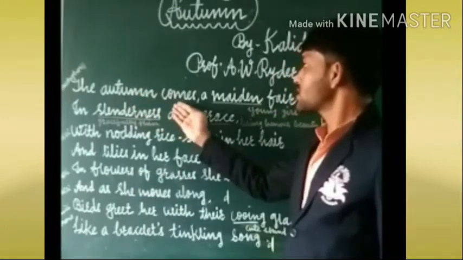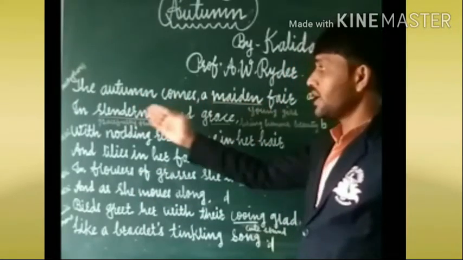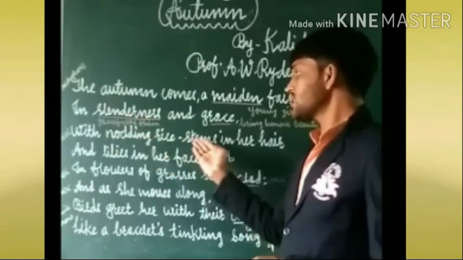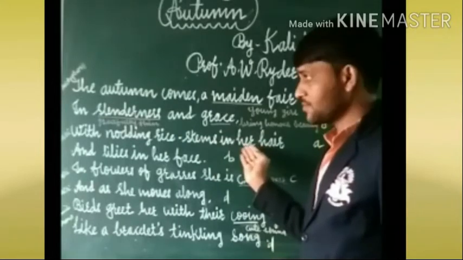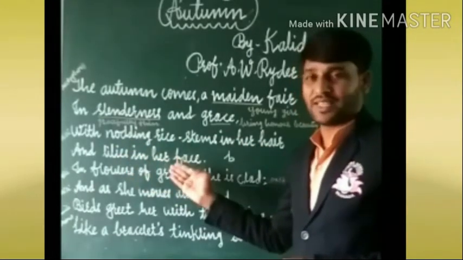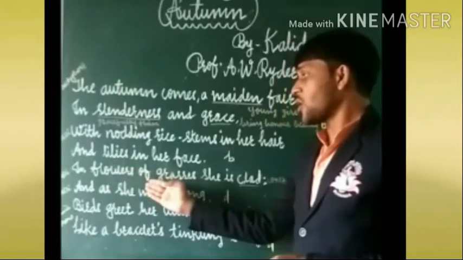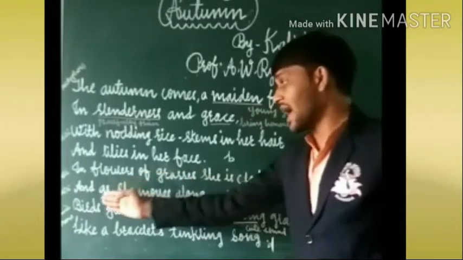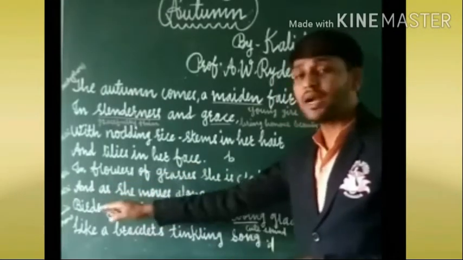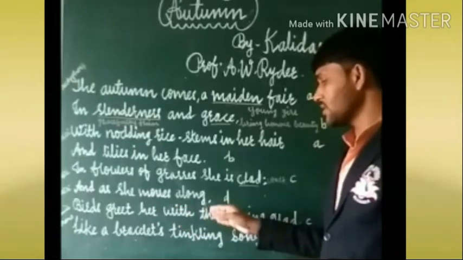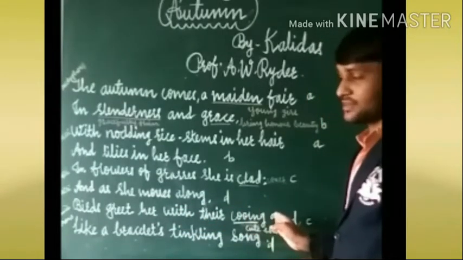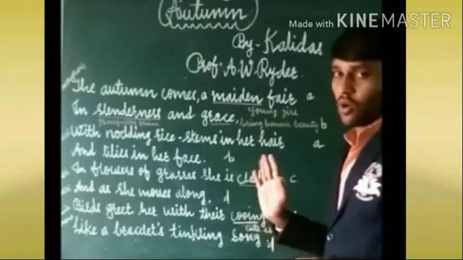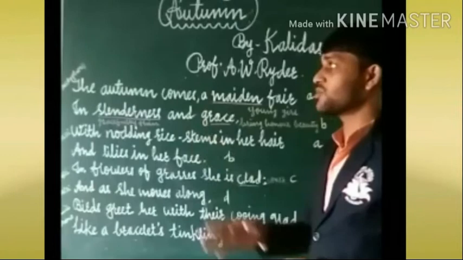So let's begin with the first stanza of this poem. The autumn comes, a maiden fair, in slenderness and grace, with nodding rice stems in her hair and lilies in her face. In flowers of grasses she is clad, and as she moves along, birds greet her with their cooing glad, like a bracelet's tinkling song.